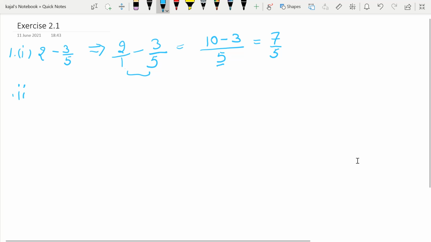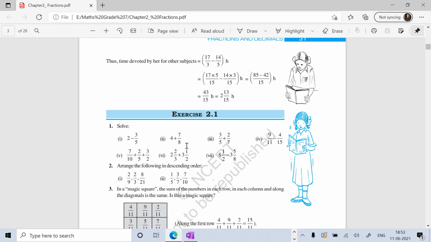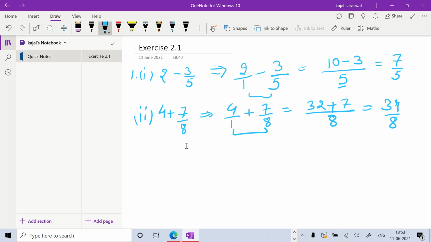The second question, how can we solve it? First look at the second question of the exercise, which is 4 plus 7 by 8, right? The 4 plus 7 by 8 can be solved like this: we can write it as 4 upon 1 plus 7 upon 8, and then we have to take the LCM of 1 and 8, which is 8, and now we have to multiply 4 by 1 into 8 by 8. So here it is 32 plus 7. Now the answer is 39 upon 8. It is a very easy question.